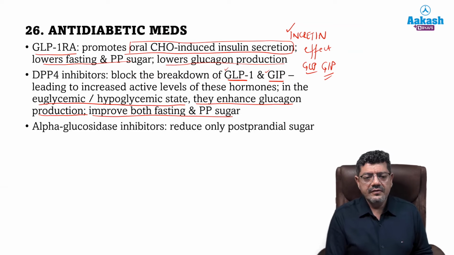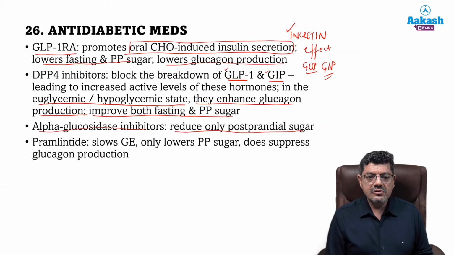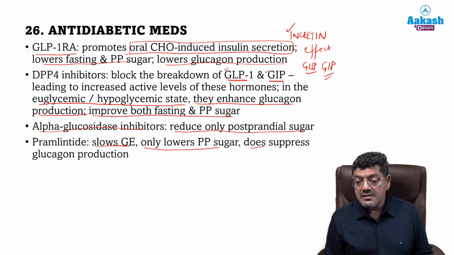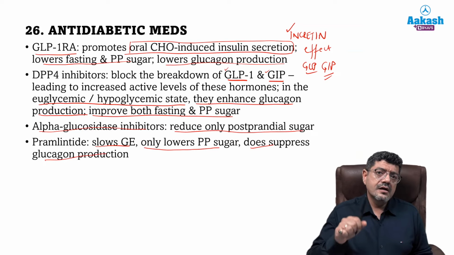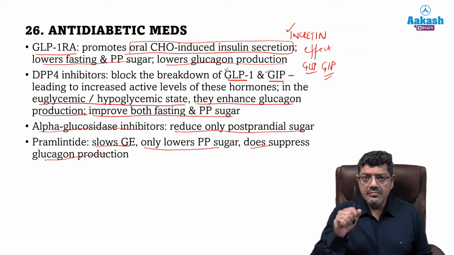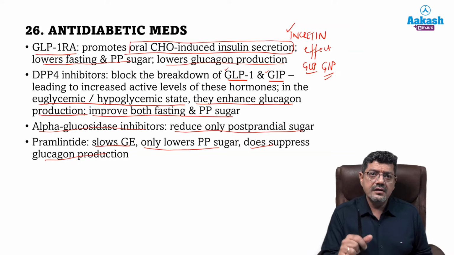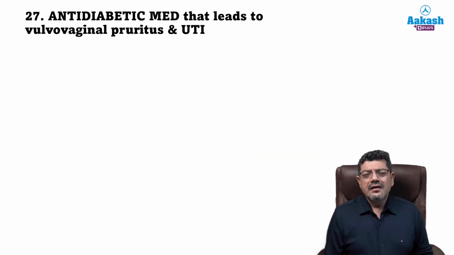So alpha glucosidase inhibitors will not allow absorption of glucose and therefore reduce only postprandial sugar. And then pramlintide, which slows gastric emptying, therefore only lowers postprandial sugar, but it does suppress glucagon production, right? How an anti-diabetic medication affects glucagon production is an important factor. So please try and remember that for all the classes of drugs, right? Okay, I'll move on. This was simple.